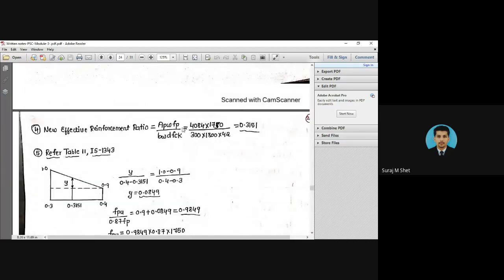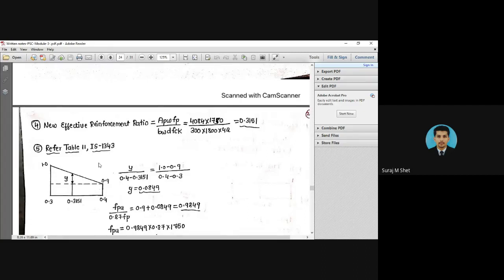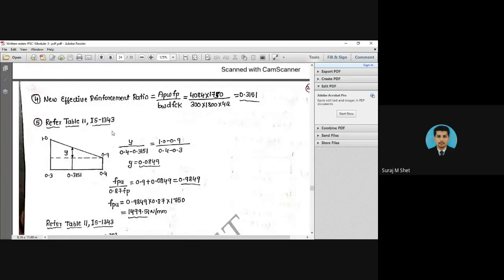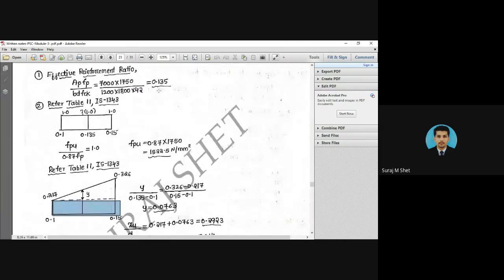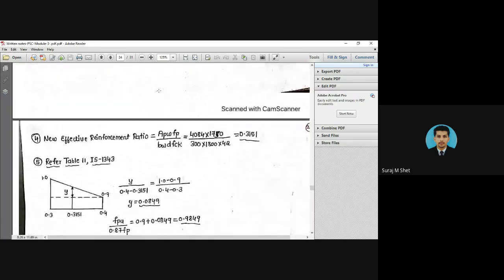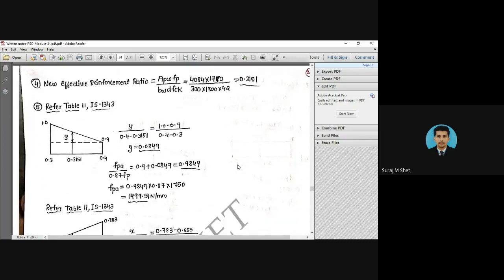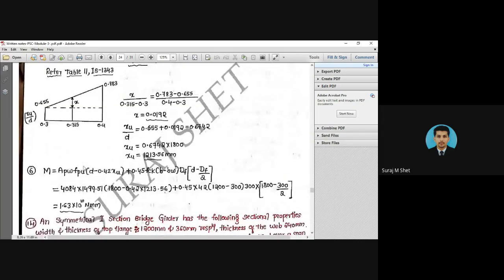Again the same procedure: you have to calculate the effective reinforcement ratio and refer to table number 11. This value changes. If you want, I'll show the previous effective reinforcement ratio, which was 0.135. So again the value changes to 0.3151, because it is the new effective reinforcement ratio in the same problem. Again you have to refer to table number 11, calculate these two unknown values, and substitute them in the moment formula.